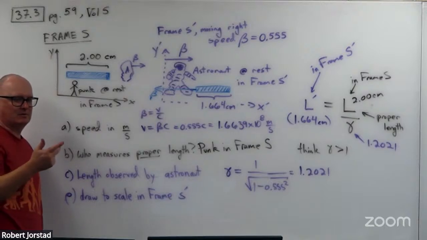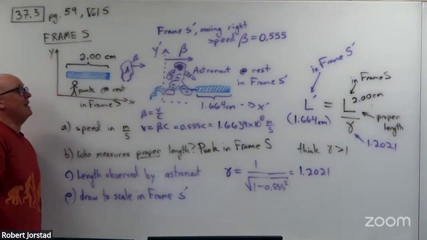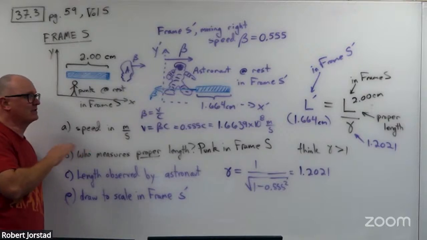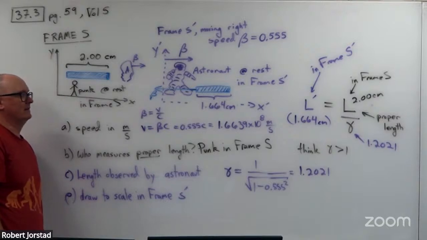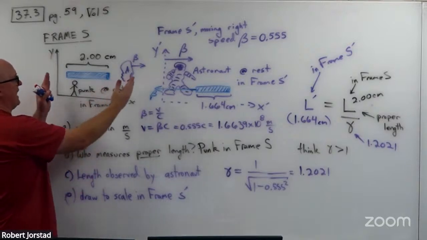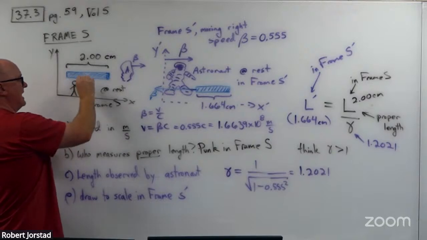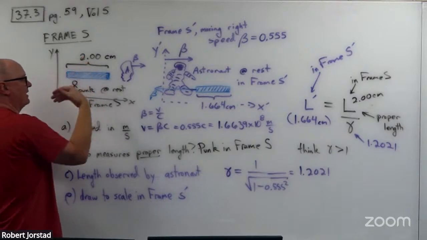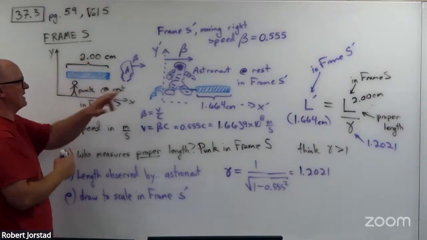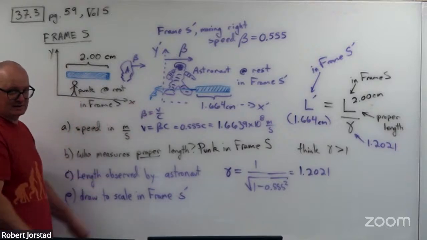3, 2, 1. Same. The length contraction will only happen in the direction you're moving. So we see a contraction in the direction you're moving, but not in the other dimensions, into and out of the page or up and down. So they both have the same height. It's just the length that gets contracted.